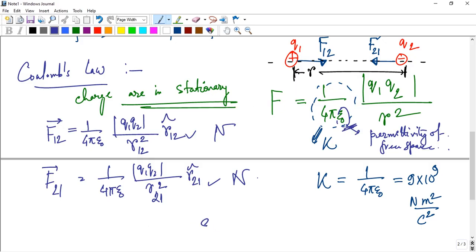Remember the value of epsilon naught, though it is also given in the question paper. The permittivity of free space has a value of 8.854 into 10 to the power minus 12. The SI unit of epsilon naught is Coulomb square times meter to the power minus 2 per Newton.